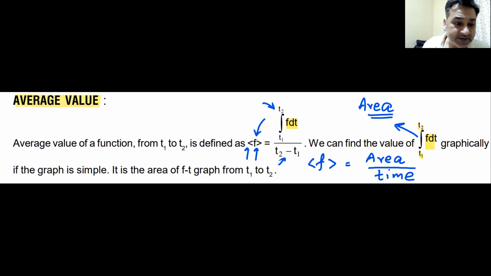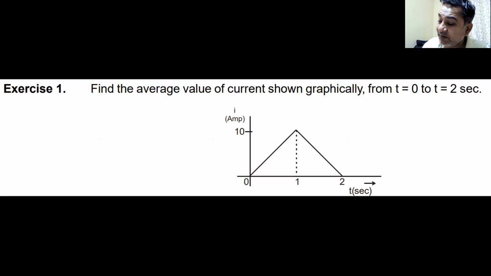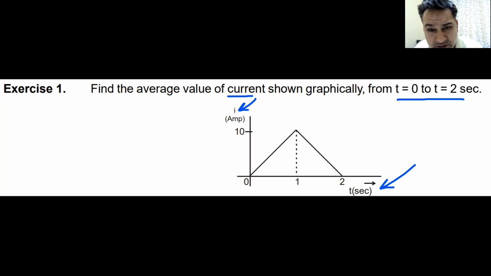Then you will put this formula in this question and we'll get the answer. This is the type of question that will come in your examination hall. Here we have a graph between current and time. You understand current is a function of time? And you have to find the average value of current from 0 to 2 seconds. It could be a triangular graph, it could be a rectangular graph. Doesn't matter. You know what to do. Do you know what to do or not?